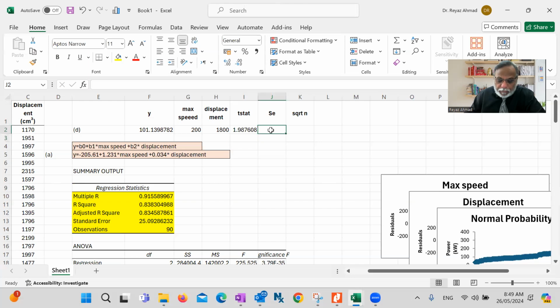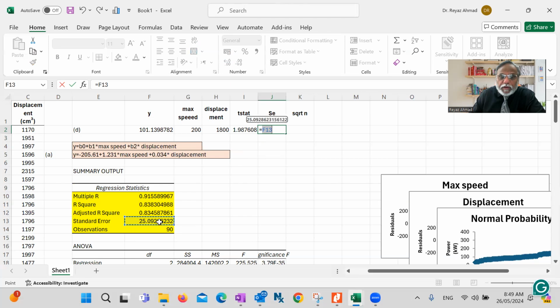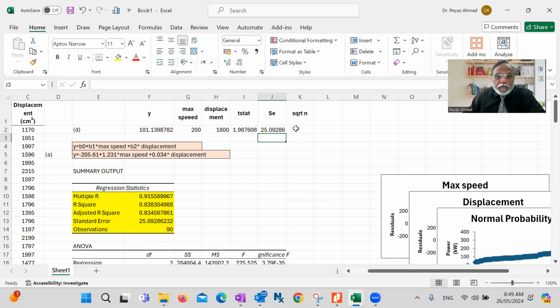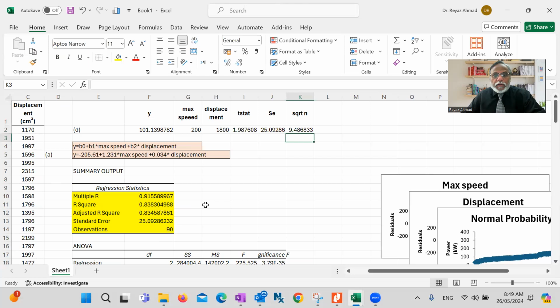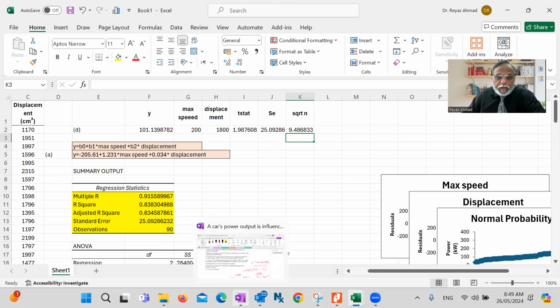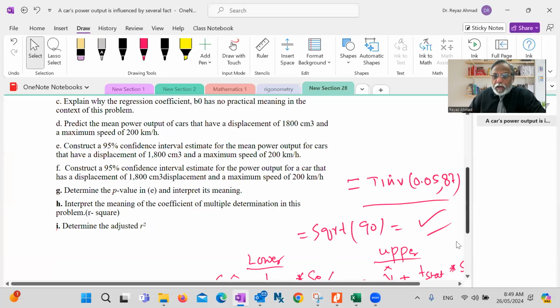Standard error is already available to me here. I put equal to and I check this, so I get the value over here. For square root n, I will use the Excel command square root, and then I will open the bracket. This is my n, the number of observations. I select this and I got this one. So I have already got this information.